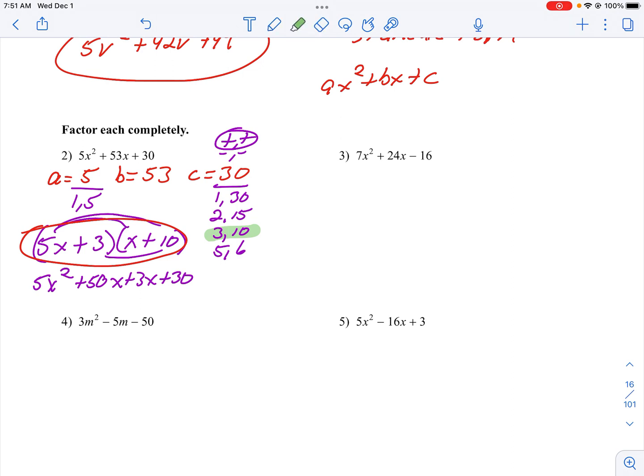The other possibilities are not going to work. 3 and 10 is the only combination that's going to work, the 3 in that position, the 10 in that position. Once we find our pair that works, we're good to go. Nothing else does.